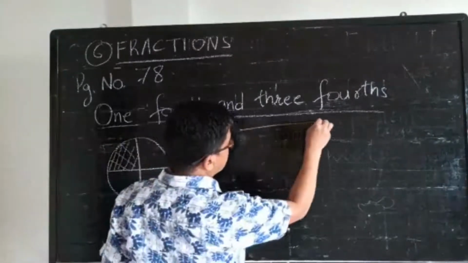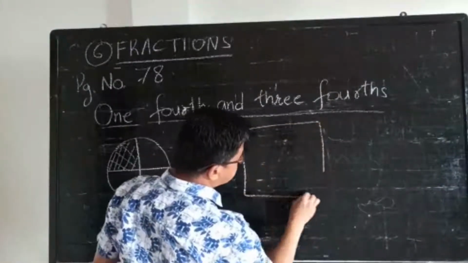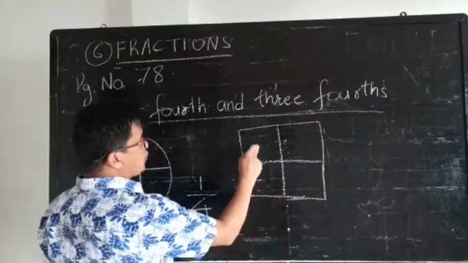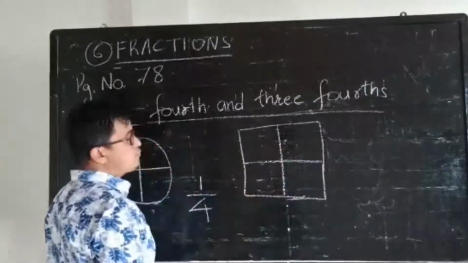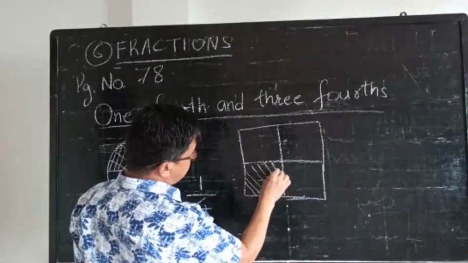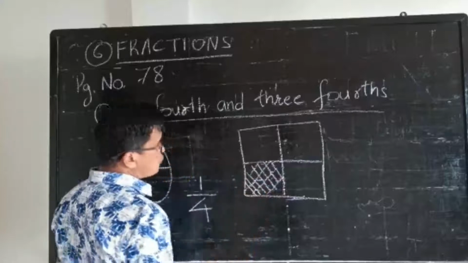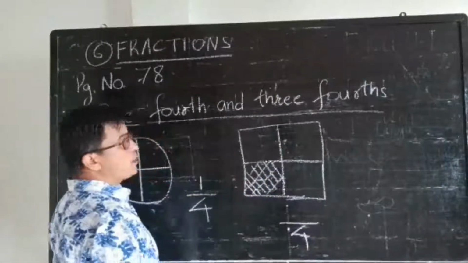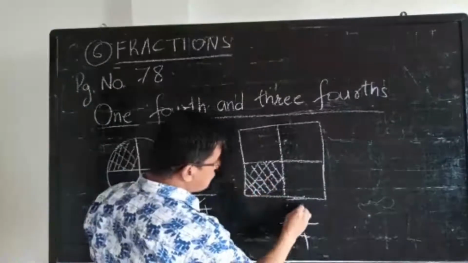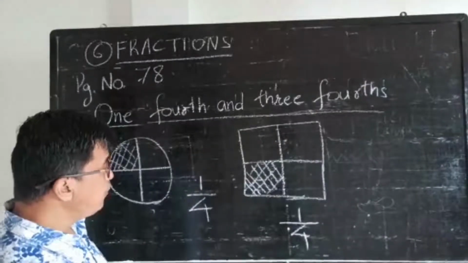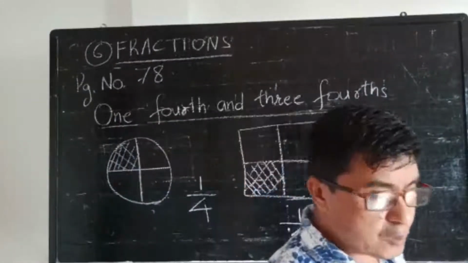Again, we'll take the next example. Let's take a square here. This square also we divide into 4 parts: 1, 2, 3, 4. Out of these 4, we shade 1 part. Altogether how many parts are there? 4. Out of 4, how many parts are shaded? Only 1. So this also is 1/4. 1/4, I hope we understand.